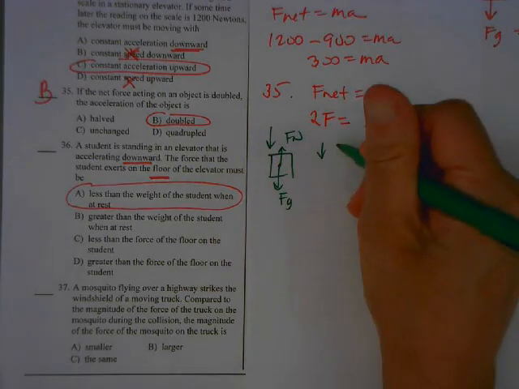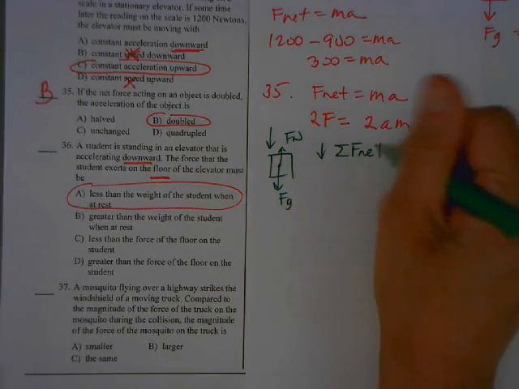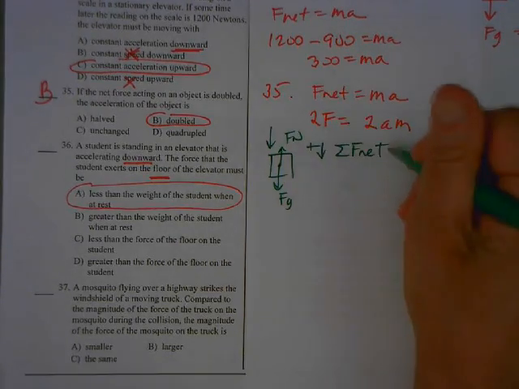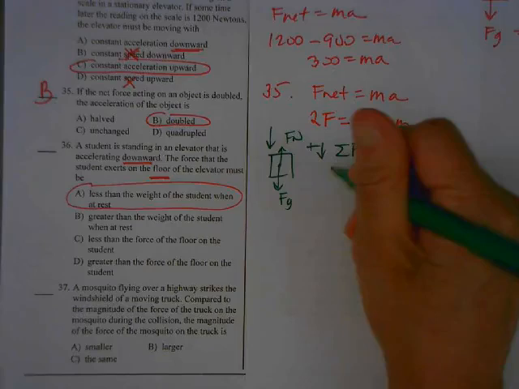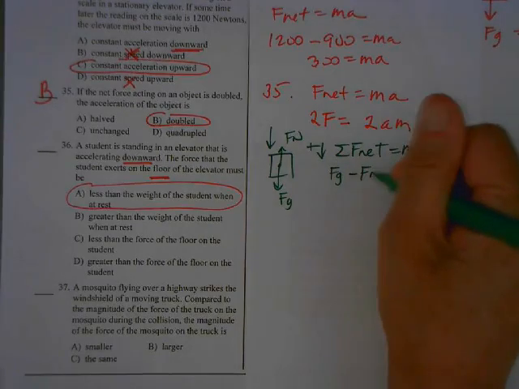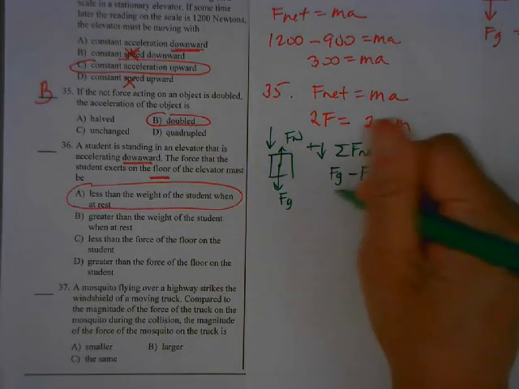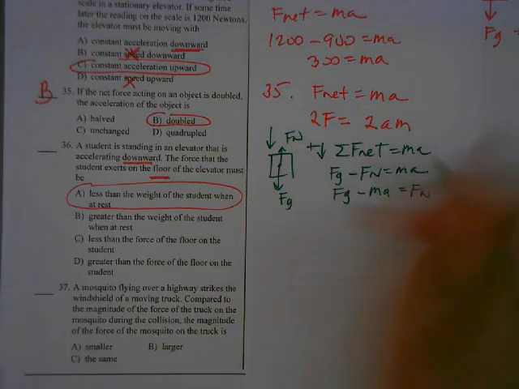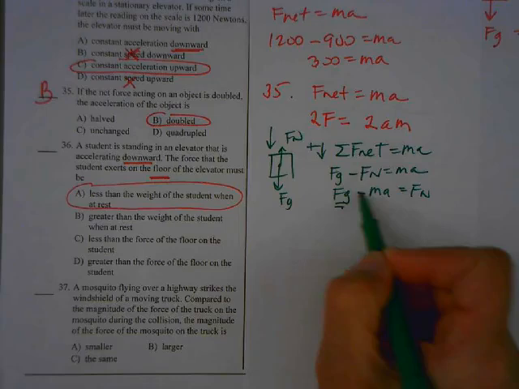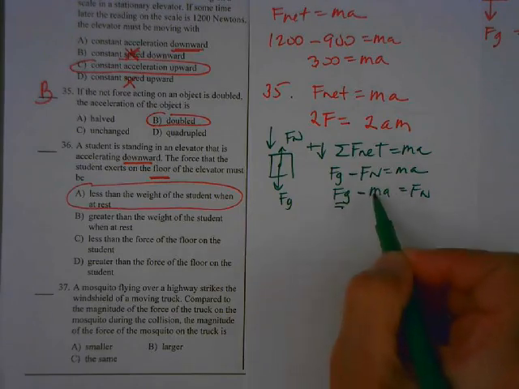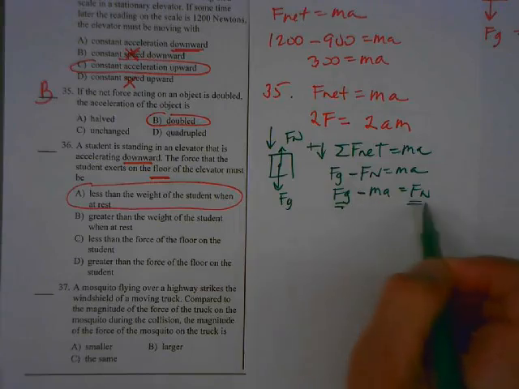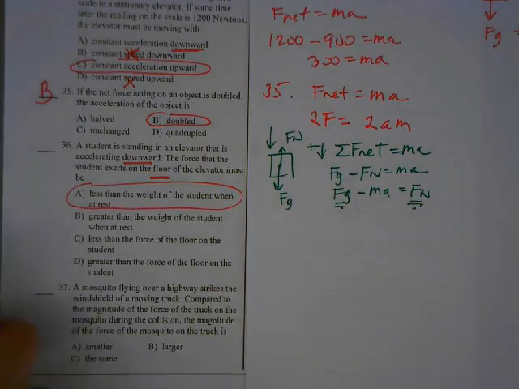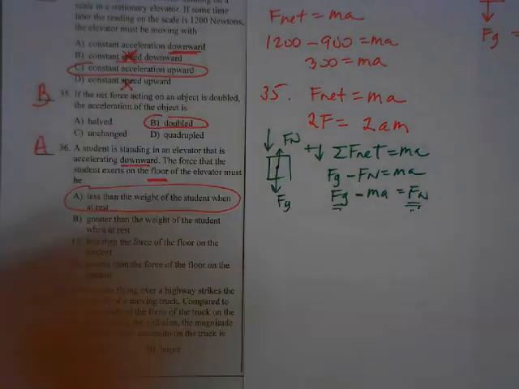So I would say the summation of F net is equal to ma, so F_G minus F_N is equal to ma. So F_G minus ma is F_N. Now this is his normal weight. Because I'm subtracting the mass times the acceleration when the acceleration is down, he's going to weigh less, because the normal force is the reading on the scale. So number 36 is A.